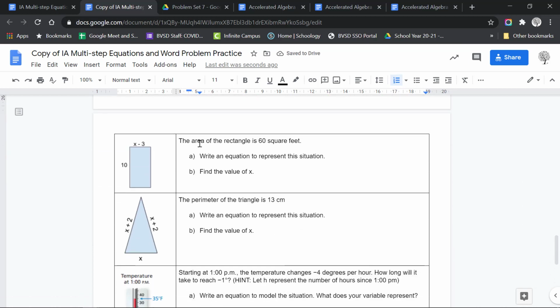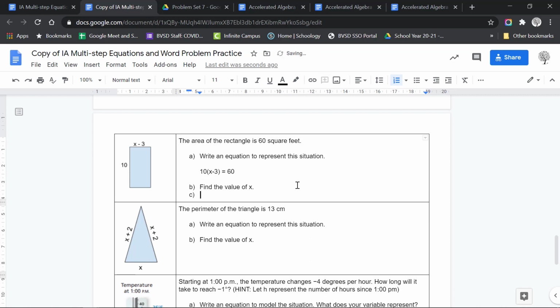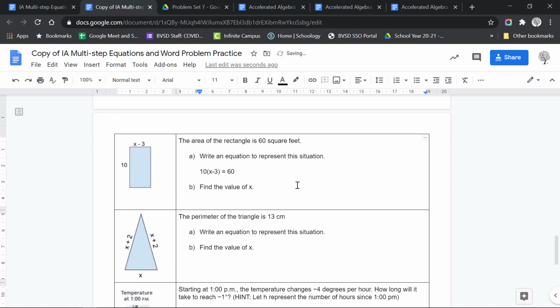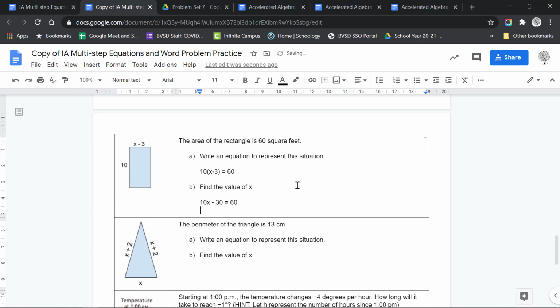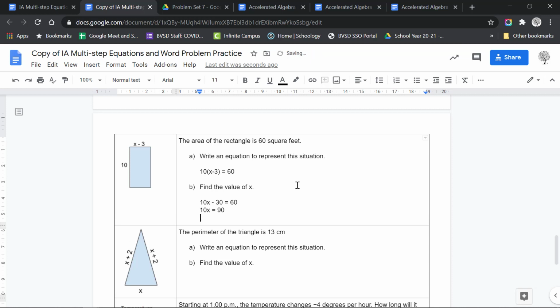Okay, so this says the area. So remember, area is length times width. So first let's write the equation. And then it says to find the value of x. So I'm going to go ahead and do the distributive property there. And in my head, I'm going to think I'm going to add 30 to both sides. So now I've got 10x equals 90. And now I'm going to think, I got to divide by 10, so I know that x is 9.